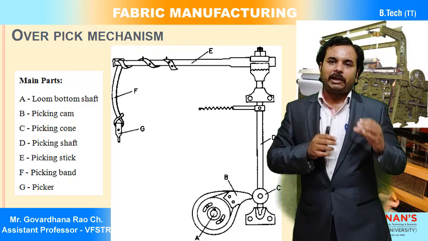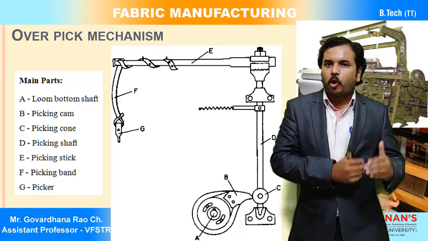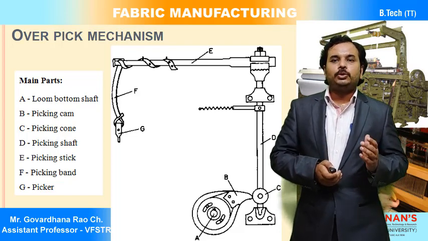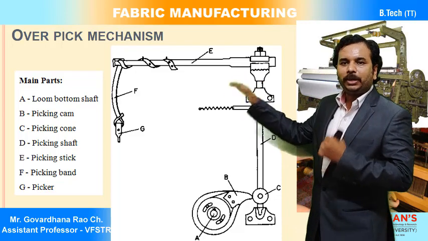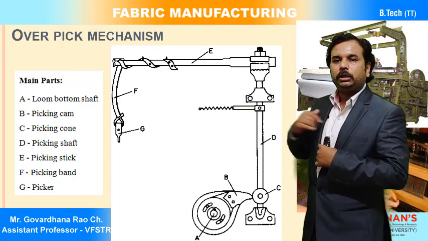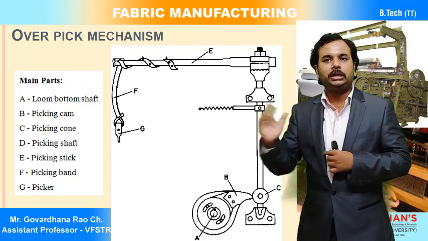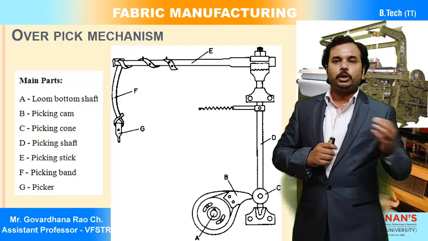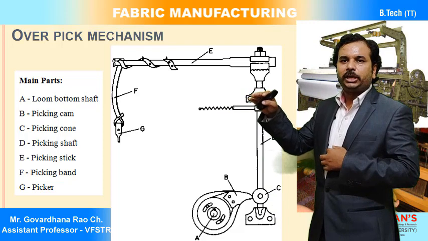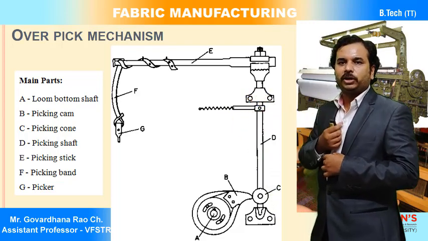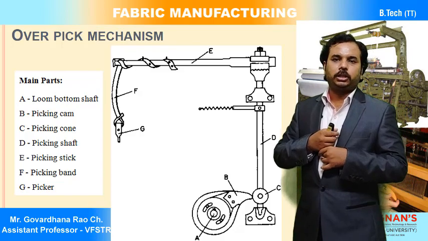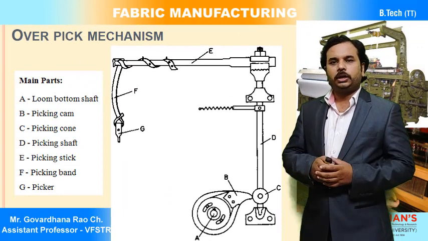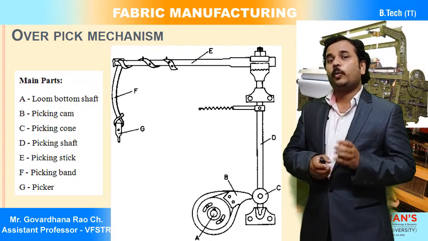Now the picker is fixed in the shuttle box. In the shuttle box there is a shuttle. The shuttle is carrying the weft yarn. So once the motion is given, the picker will beat the shuttle into the inside of the shed, so that the shuttle will transfer from one side to the other side of the shed. So this is the total working procedure of the picking mechanism, that is the overpick mechanism.